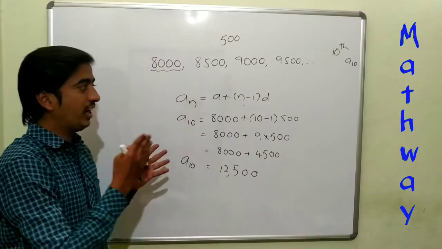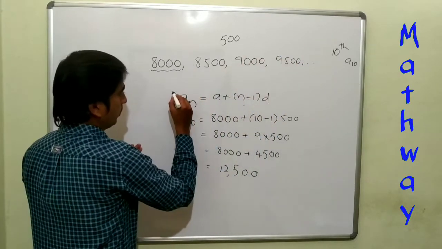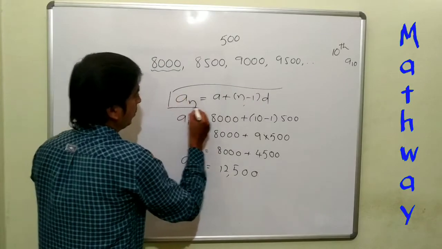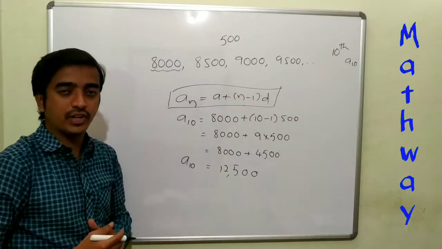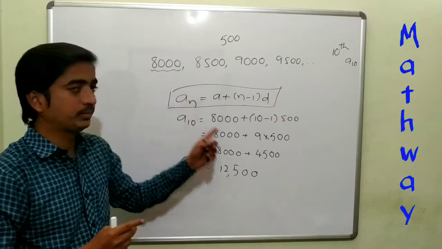So this is the way to find the nth term of AP. Here we found the a_10 value using this formula, a_n equals a plus (n minus 1) into d. Let us see some more applications using this formula.